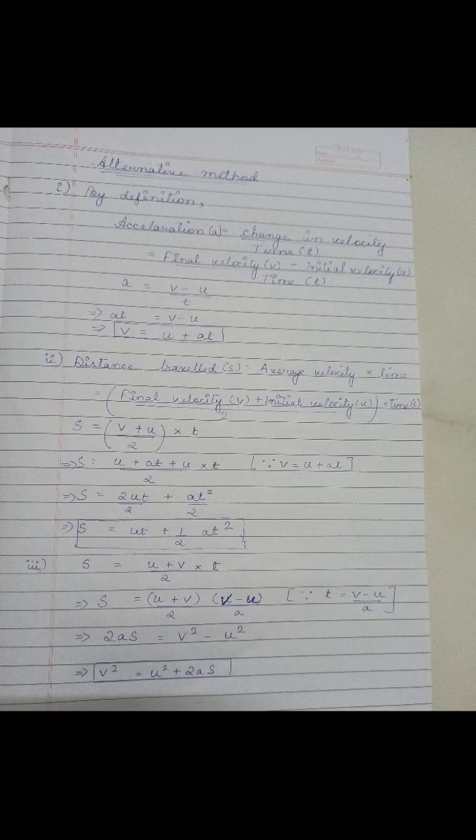If you don't remember how we are getting v square minus u square, see (v minus u) into (v plus u) will be equal to v square minus u square. So simultaneously v square is equal to u square plus 2as. This is our third equation.